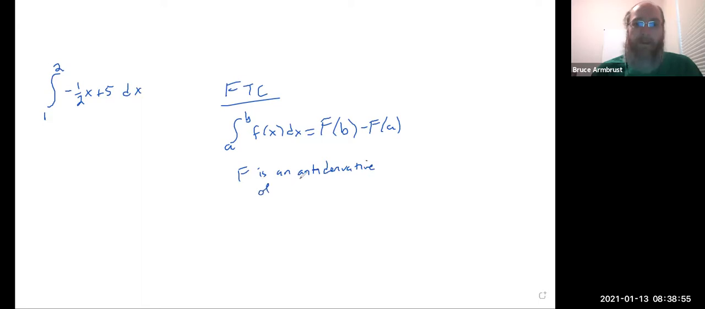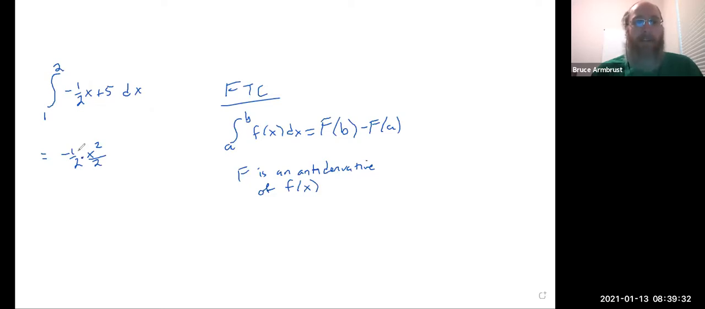All right, so all we have to do is find an antiderivative of this thing that's in the integral. So let's do that over here with this function. Let's go back to what we learned about antiderivatives. When you have constant multiples, those things just stick around. So the -1/2 is going to stay -1/2. And then we've got x to the first. So we're going to use the power rule. And the power rule for anti-differentiation says add 1 to the exponent. So we're going to get x squared and then divide by that exponent.